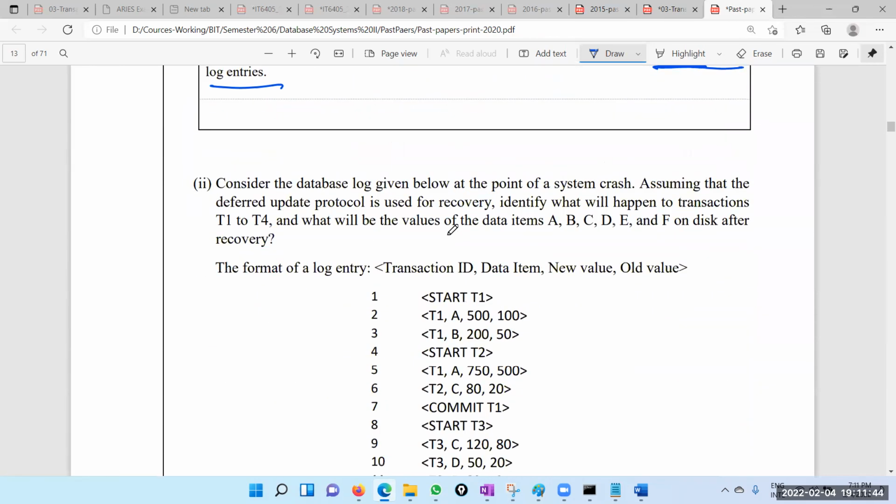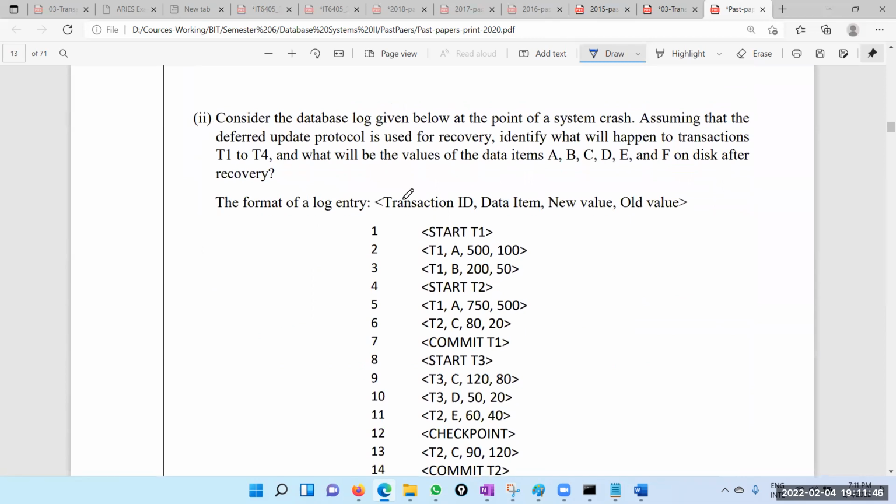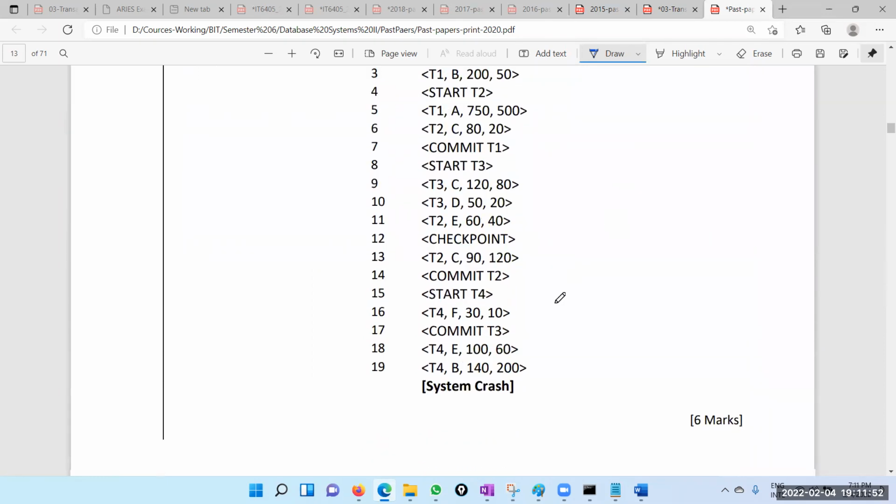Right. Second part. Consider the database log given below at the point of system crash. So this is the system crash. So basically, no log entries means the system has crashed. Because once the system crashed, there are no log entries.